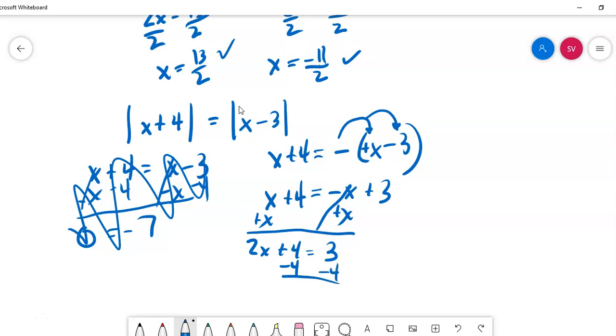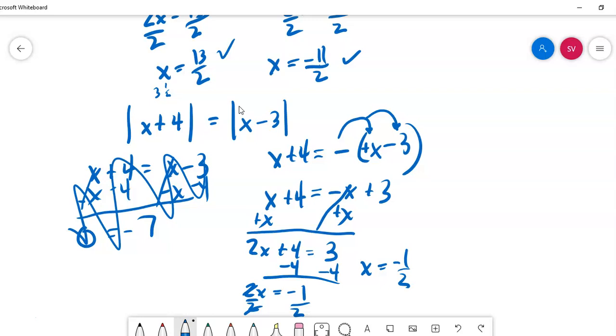Subtract by 4 on the left and right side. I get 2x is equal to minus 1. We'll divide by 2. X is equal to minus 1/2. So minus 1/2 plus 4 will give you 3.5. The absolute value of 3.5 is 3.5. Now minus 1/2 minus 3 will give you minus 3.5. The absolute value of minus 3.5 is 3.5. So that's how that problem works.